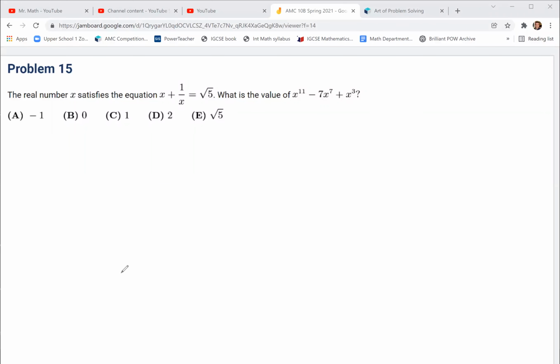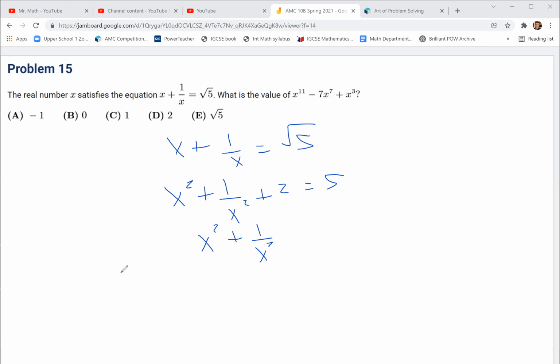So basically, we're told real number x satisfies the equation x plus 1 divided by x is square root 5. What is the value of x to the power 11 minus 7x to the power 7 plus x to the power 3? Okay, so now if we know that x plus 1 over x is square root of 5, we can square both sides and get x squared plus 1 over x squared plus 2 equals 5, which tells us x squared plus 1 over x squared is 3.